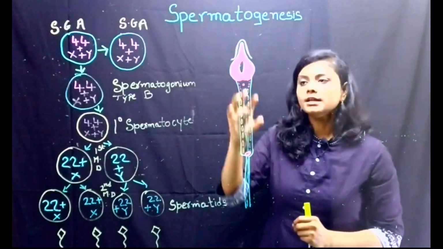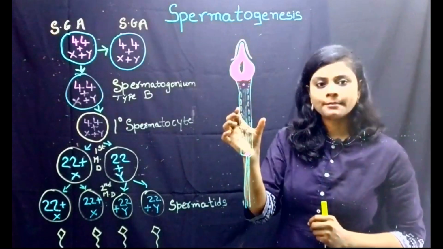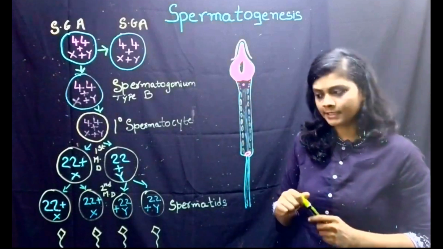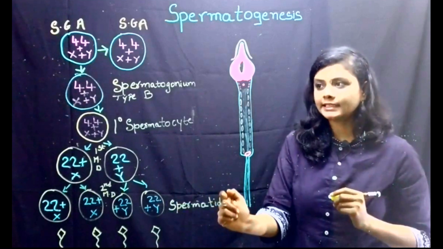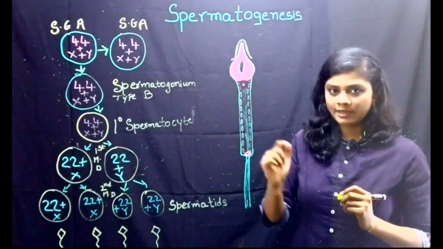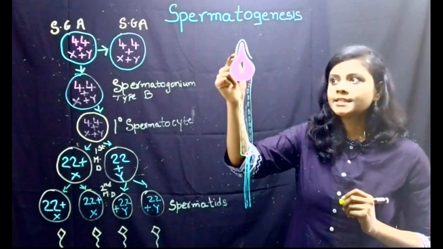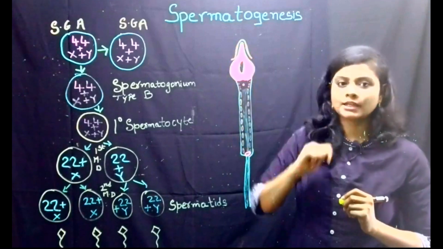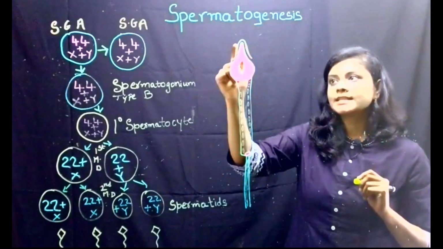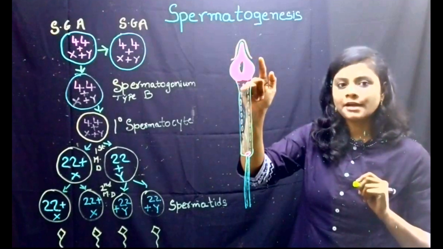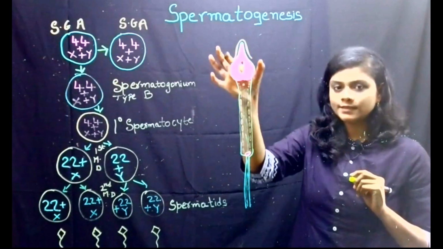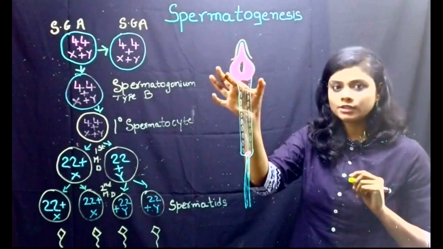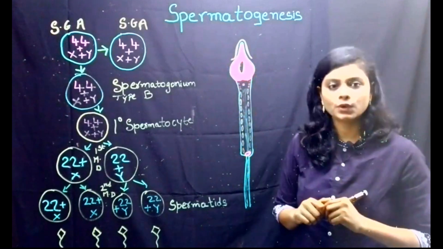Now we will be seeing the parts of the sperm cell. As I have mentioned, the spermatid contains the Golgi apparatus. The Golgi apparatus differentiates to give rise to the acrosomal cap. This is known as the acrosomal cap, which is derived from the Golgi apparatus. And this is the head part of the sperm cell. This head part of the sperm cell is derived from the nucleus.